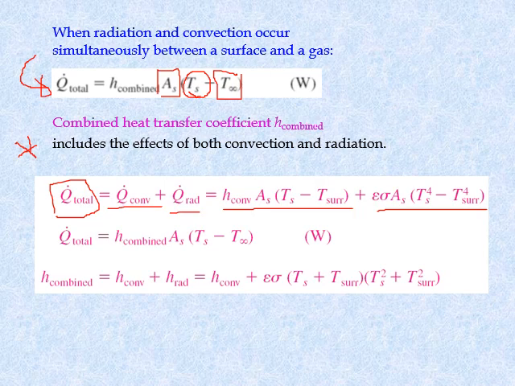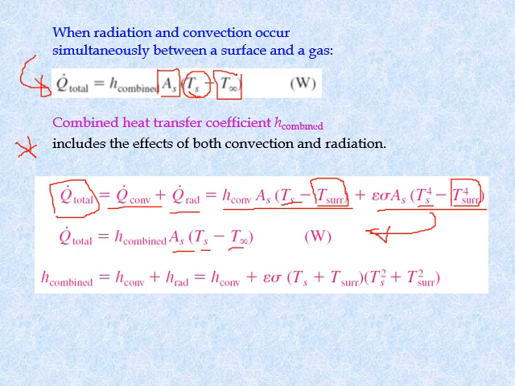So as you can see here, we have the same temperature. Here is the surface temperature, here also the surface temperature, and here it becomes the surrounding temperature, the infinity temperature. Here also the surrounding temperature. So we can rearrange this equation to be something like this. So Q total is equivalent to h combined times As, where Ts is the surface temperature and T infinity is the surrounding temperature.